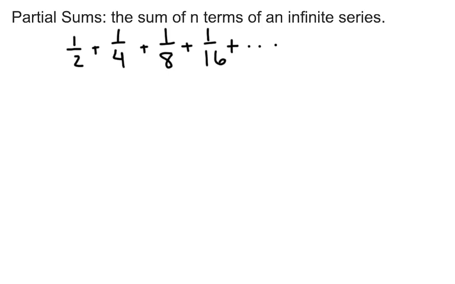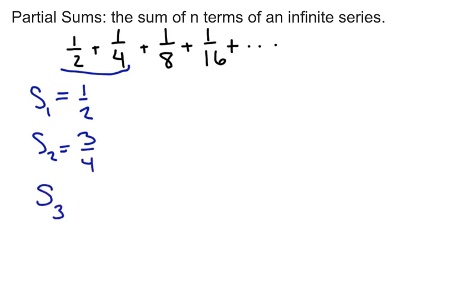It starts at a half, and we're multiplying by half every time, so this is geometric. If I want to find S1, that would be the first partial sum. That's just the sum of the first term. If we want to find S2, then we would add together two terms. So a half plus a quarter is 3/4. S3 would be the sum of the first three terms. So the 3/4 plus another eighth makes 7/8.